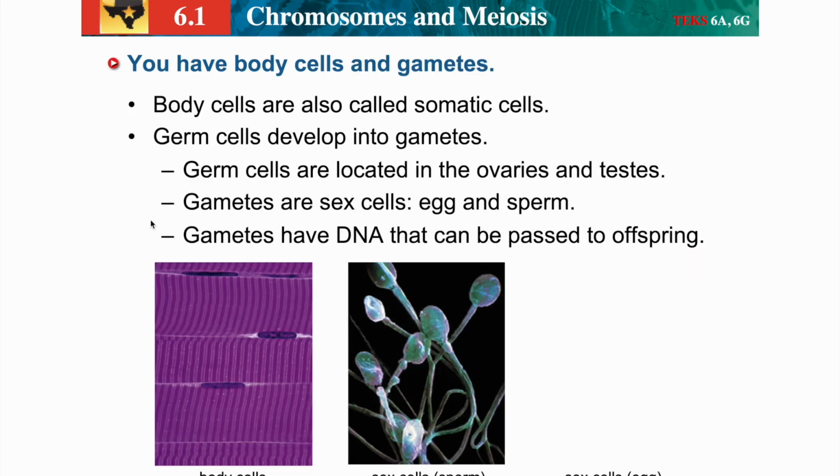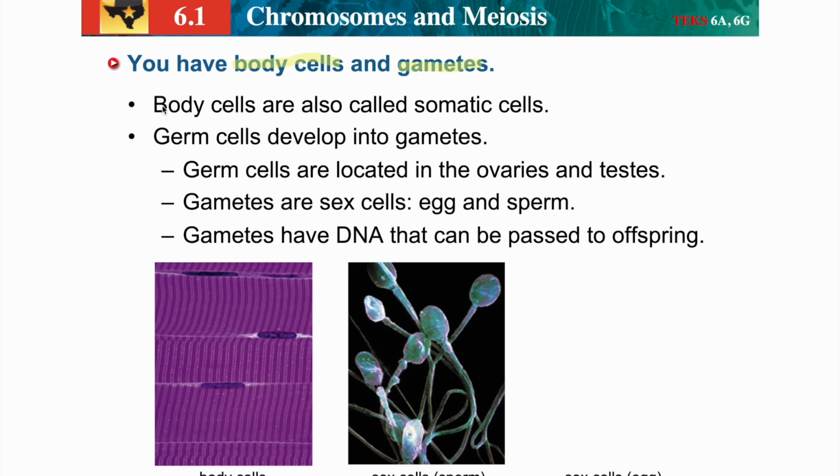Okay, next. All multicellular organisms have two types of cells. I can't say all eukaryotic organisms, because you do have some single-celled eukaryotic organisms. Body cells, which we learned are called somatic cells, and then gametes. These gametes are reproductive cells.